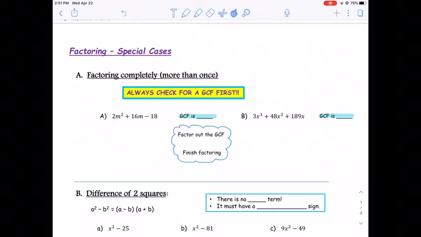Today we're going to look at a few of the special cases that you run into when you are factoring. The first case we're going to look at is factoring completely, which means that you might factor it the first time and then find that you can factor it again. So you always want to remember to check for a GCF first, a greatest common factor.